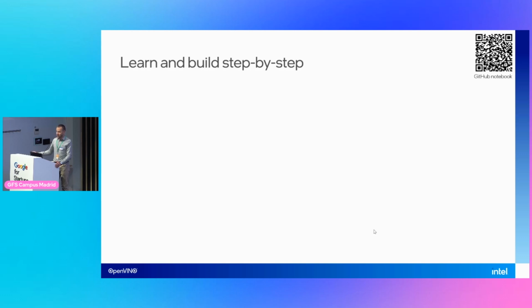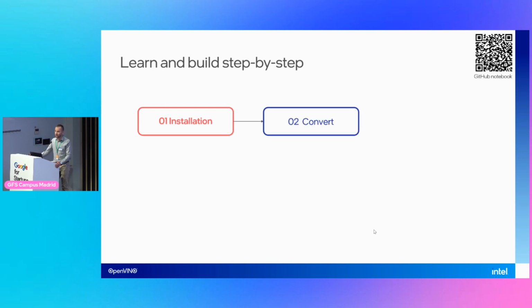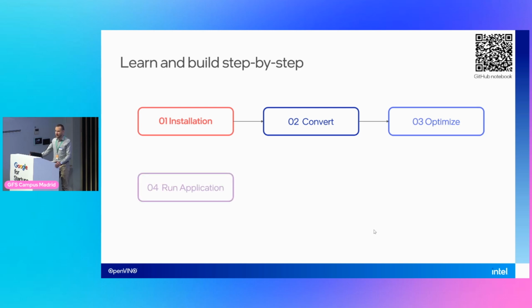So I'm going to go through the steps like installation. I'm going to show you how to install that project, how to run it. Then we will talk about conversion. We need to convert our YOLOv8 model to OpenVINO format. Then optimization. In this case, it will be post-training quantization. Then I'm going to tell you how to run the final application with this model.